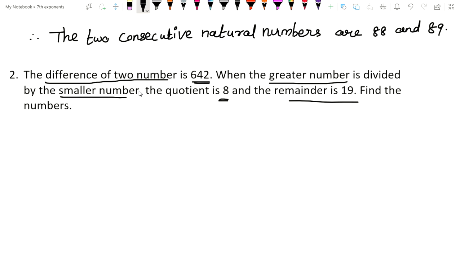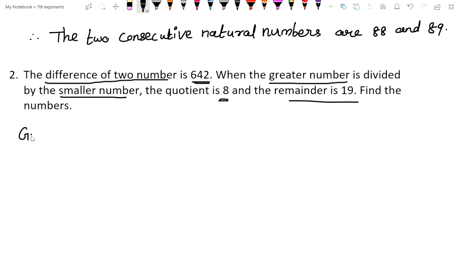So here the difference of the two numbers is given and the greater number is divided by the smaller number. So we are dividing. So the greater number represents the dividend and the smaller number represents the divisor, because we are dividing here. When we divide this, what we are getting, children? The quotient is 8, remainder is 19.